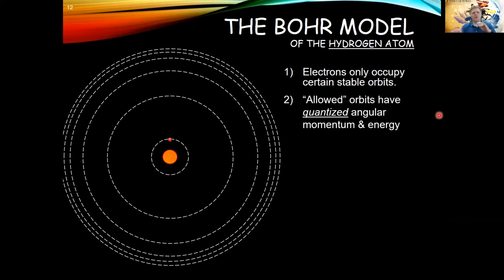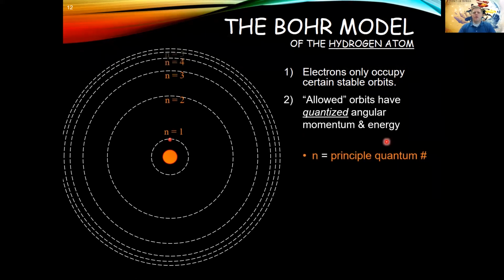Now, you don't need to know a ton about angular momentum at this point, other than it's a way of describing the electron moving with momentum that's angular or rounded. So it's the electron spinning around the nucleus. And energy means that at each of these orbitals, the electron would have a different energy.